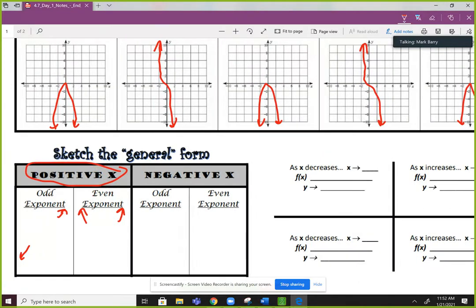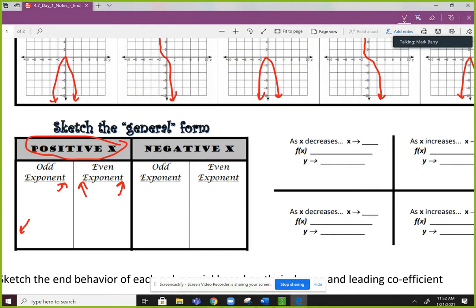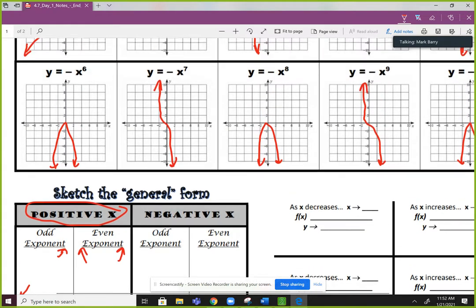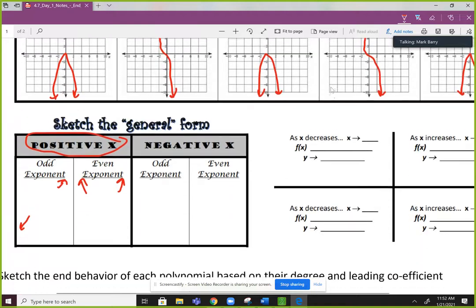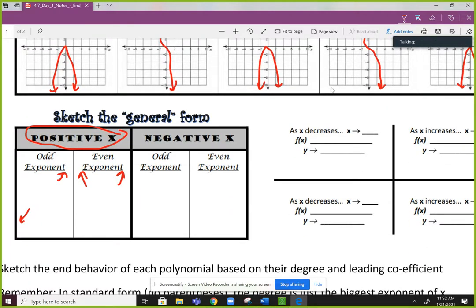So the general form then for an odd exponent if it's negative. All right, so odd exponents, I'm looking at the 7th power, the 9th power there, when they're negative, is going to be up on the left side and down on the right side. Whereas an even exponent, if it's a negative out front, will be down to the left and down to the right. So we kind of have 4 possibilities there, okay?